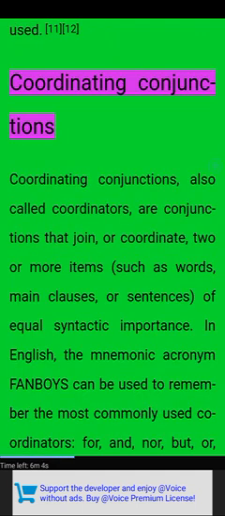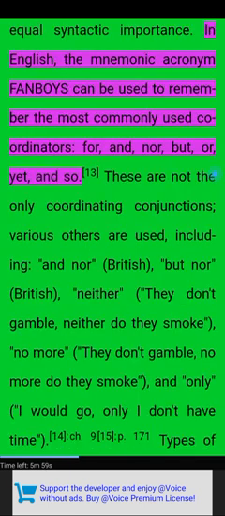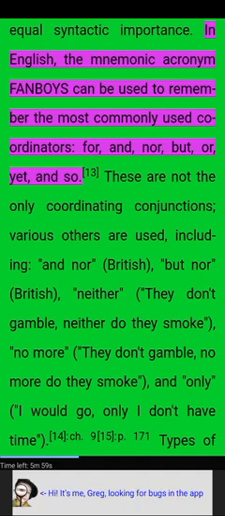Coordinating conjunctions. Coordinating conjunctions, also called coordinators, are conjunctions that join, or coordinate, two or more items such as words, main clauses, or sentences of equal syntactic importance. In English, the mnemonic acronym FANBOYS can be used to remember the most commonly used coordinators: for, and, nor, but, or, yet, and so.